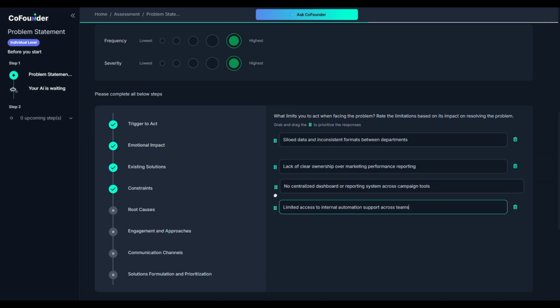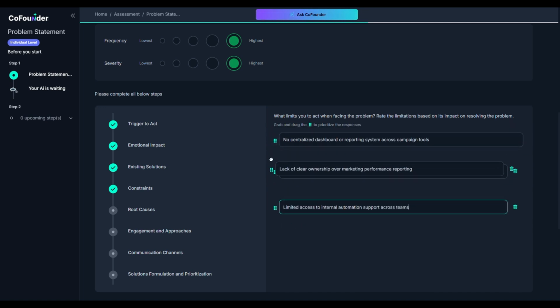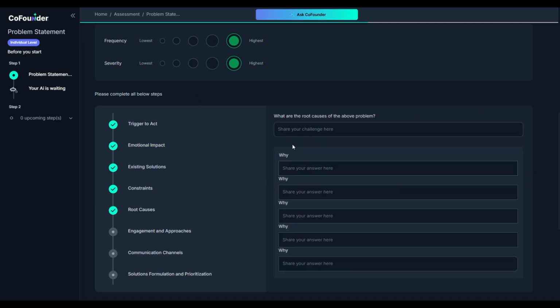Constraints are the quiet killers of innovation. This step surfaces the hidden friction, the stuff no one writes in a project brief, but everyone feels during execution. By identifying and ranking constraints early, CoFounder helps the AI shape solutions that are not just desirable, but actually deliverable within your reality. Now we get to the part most teams skip, the root cause analysis.